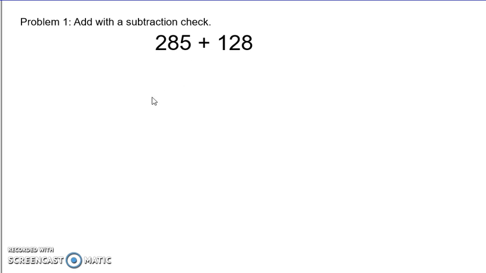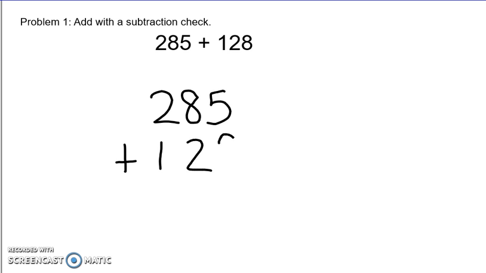So let's write out our problem vertically. 285 plus 128. Put the equal sign. Remember, we always start with our ones place, so I'm going to add 5 plus 8, which is 13. So I'm going to place the 3 in the ones column. I'm going to place the 1 in the tens column.